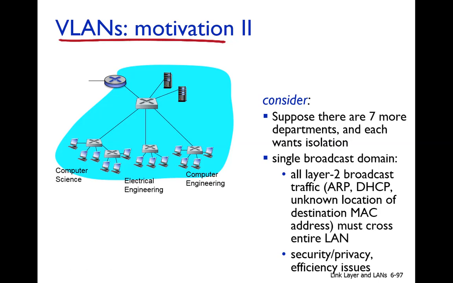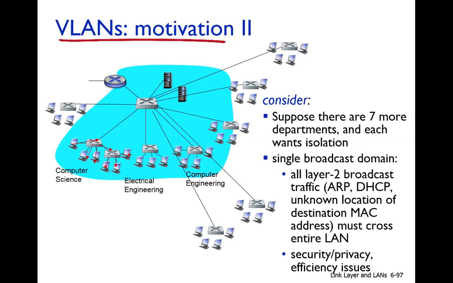Another motivation that we are going to discuss. Suppose there are how many departments? Three departments and three buildings, and for each building we have a switch. If there are, suppose, seven more departments and each one needs isolation, then what should we do? We should have a switch for each department. For example, these are switches for seven more departments.